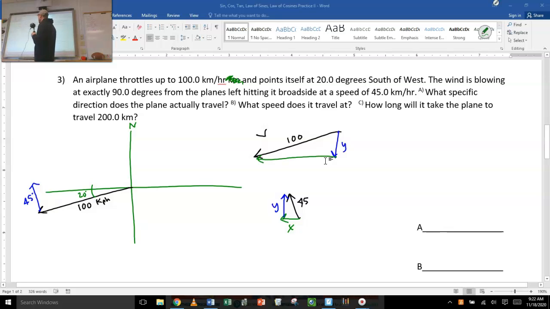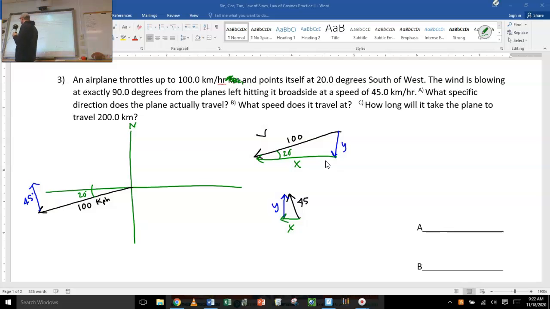Okay, now let's see what we can do here. We know that this angle is 20 degrees. And then this one right here, this is 90. So I believe that this is also 20 degrees from that. So using sine and cosine, I'm going to skip over doing the math to show you all of that stuff. But the y here is 34. The x for this one is 94. For that smaller one, the x is 15, and the y is 43. Okay, so I've got my parts.